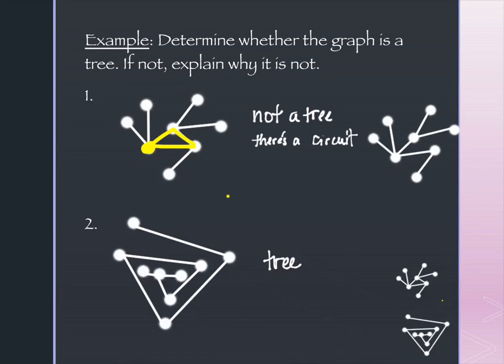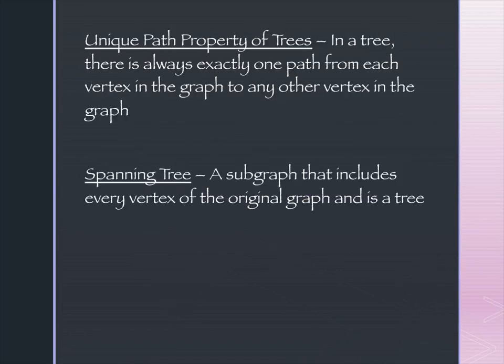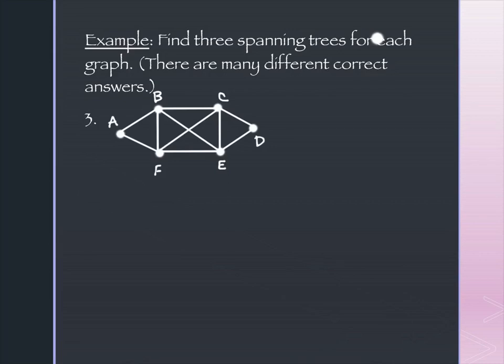Okay? So you can take a graph that does not have this property and create a subgraph. It just means it's the same items, but a little bit less. We've taken something away, and it will be a tree. So we're going to do that for this example. We're going to find 3 spanning trees for the graph.